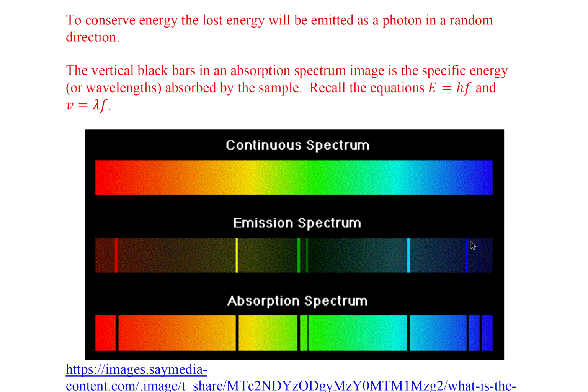The vertical black bars in an absorption spectrum image the specific energy or wavelengths absorbed by the sample. So recall these equations, E equals hf and v equals lambda f. So these are the fingerprints of an element.